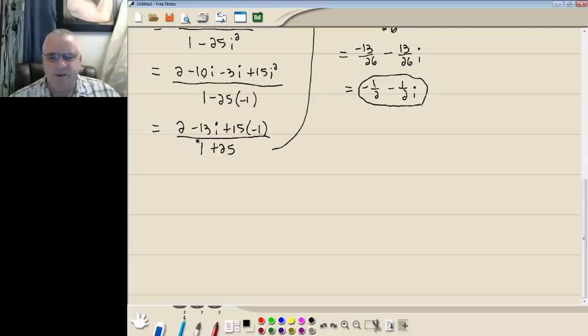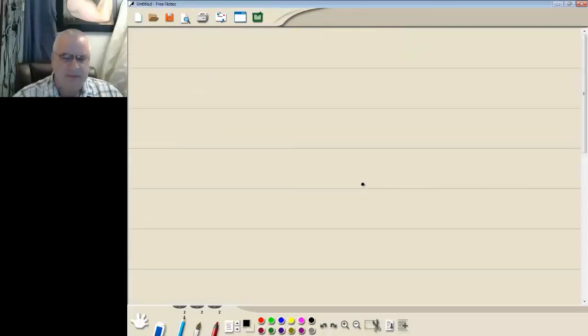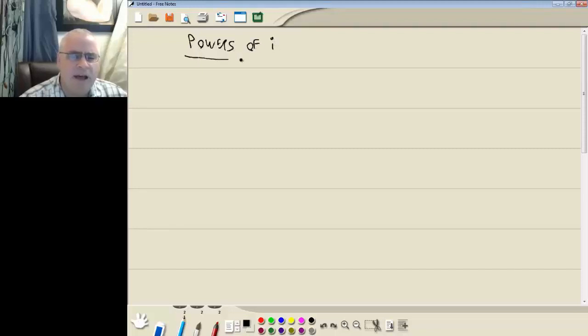Let me start a new page so I can do the last problem. Okay, let's talk a little bit closer about what i to a power equals. Now, the first one's pretty obvious. i to the first, that's i. i squared, we said, was negative 1.